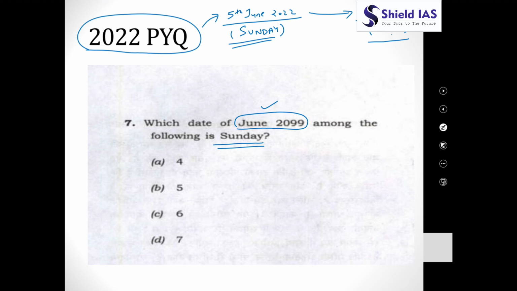Yes, so what are the number of years, total number of years that are between 2022 till 2099? Anyone can answer this, and the answer is 77 years. How will you get it? 99 minus 22, you will be getting 77. So between 2022 and 2099 there are 77 years in between.